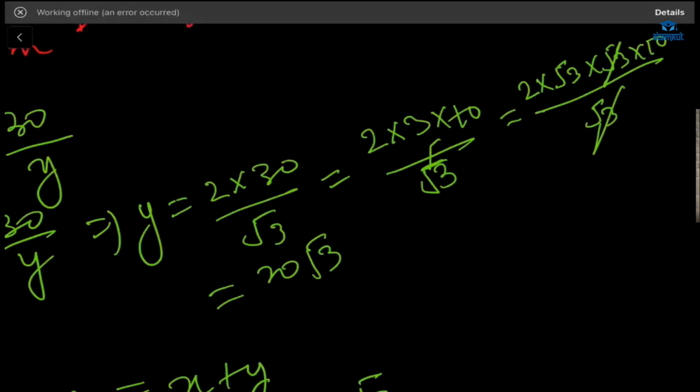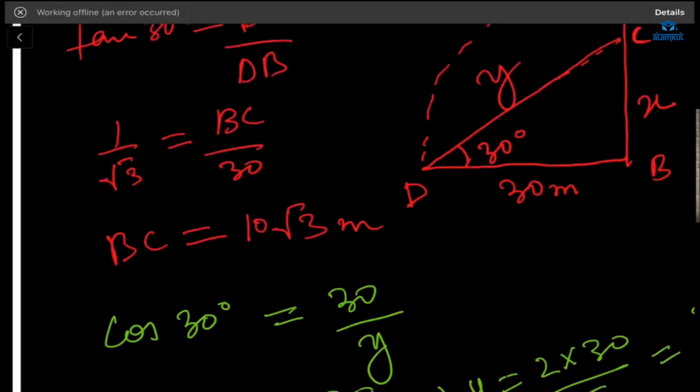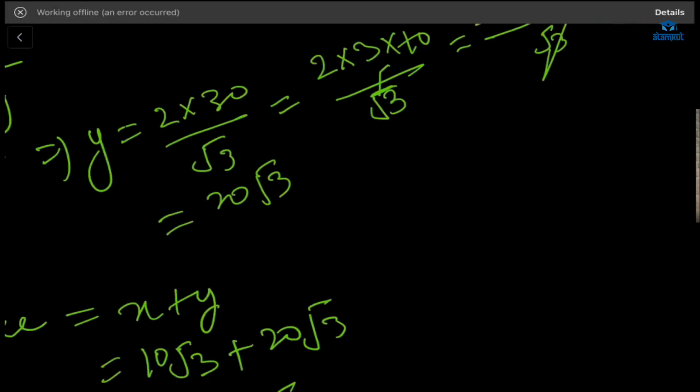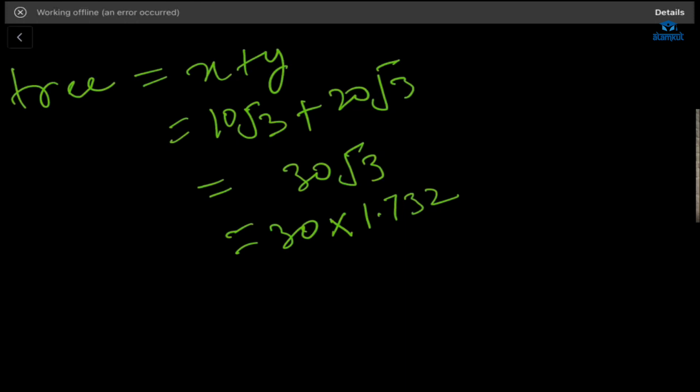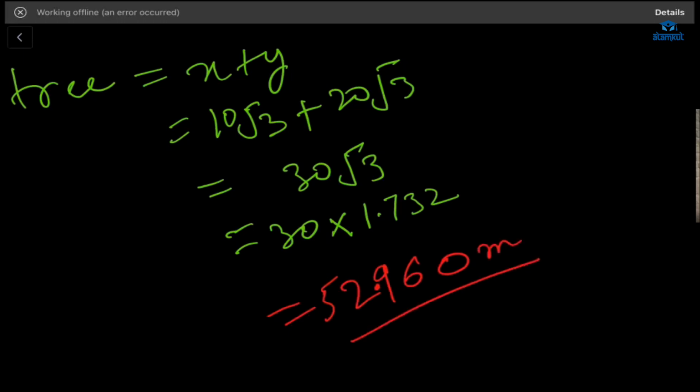The same thing I have done here also. If you observe here, I have done root 3 multiplied by root 3 into 10 by root 3. This got cancelled, so you got 10 root 3. In the denominator, why keep root 3? If there is nothing to cancel, then you are just going to divide it. And to get the exact height, you multiply it with this. 52.960 meters. Any doubt? No, ma'am.